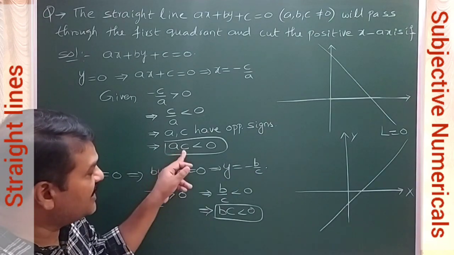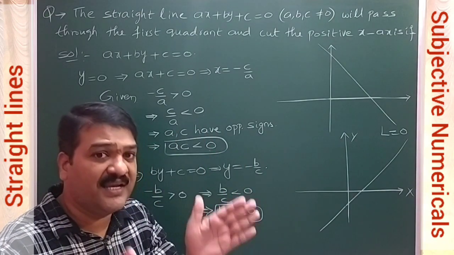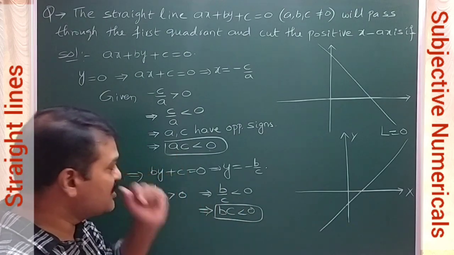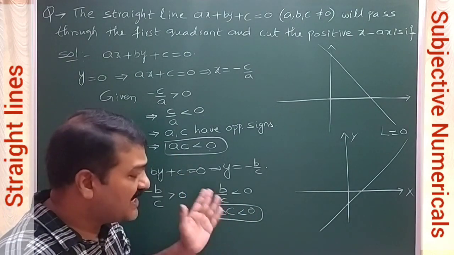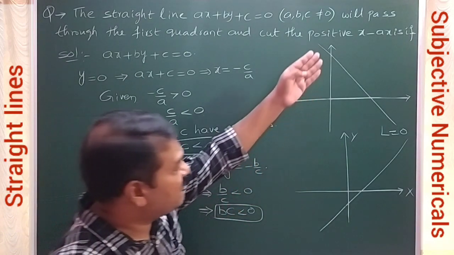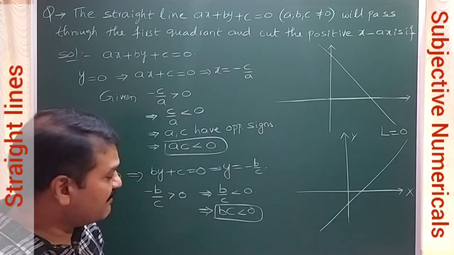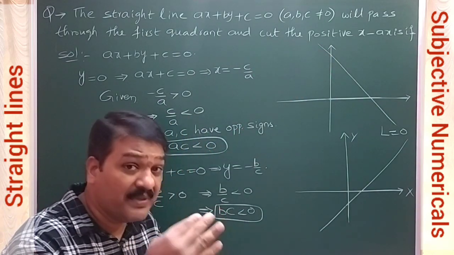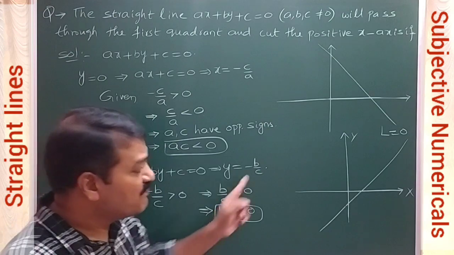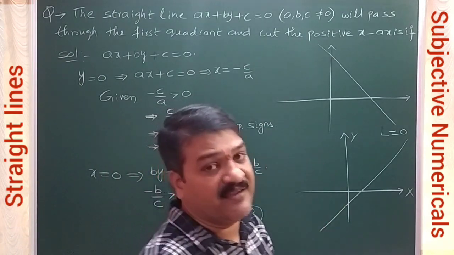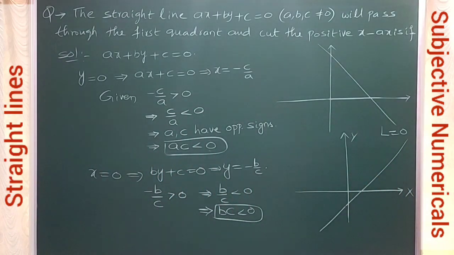So a into c less than 0 is compulsory, it is mandatory, you will always get this condition. Whereas b into c can be less than 0 if the y-intercept is positive, and b into c will be more than 0 if the y-intercept is negative. So these are the possible cases. We will conclude here now.